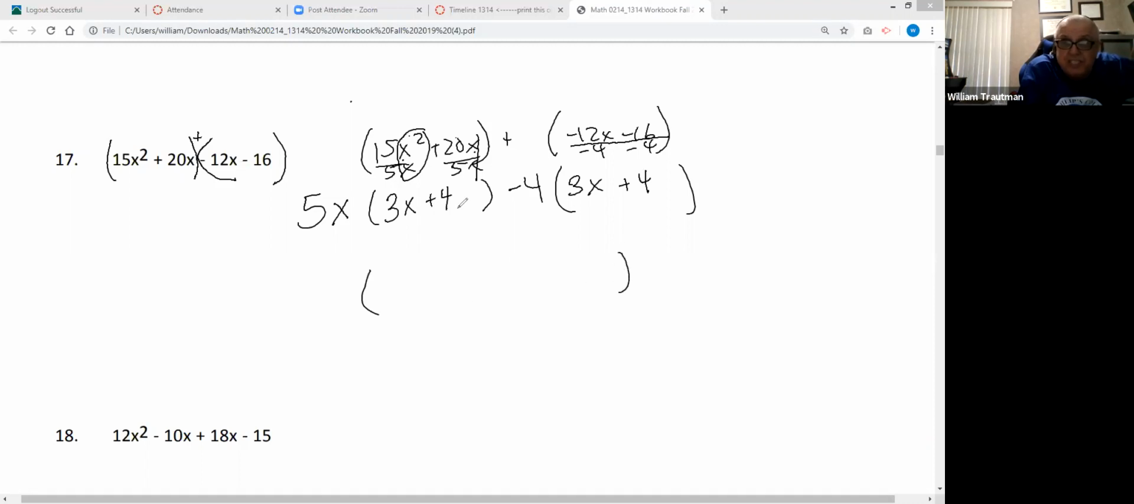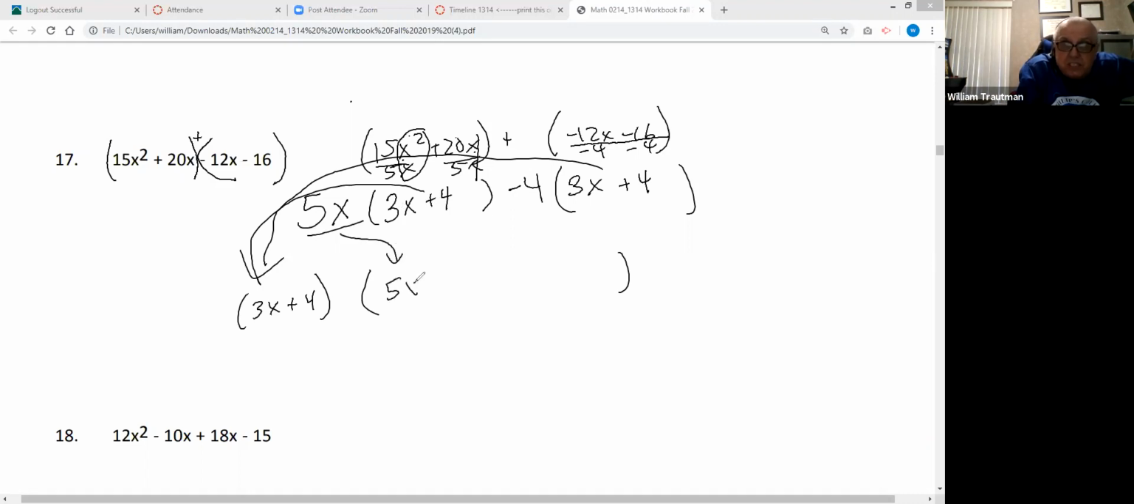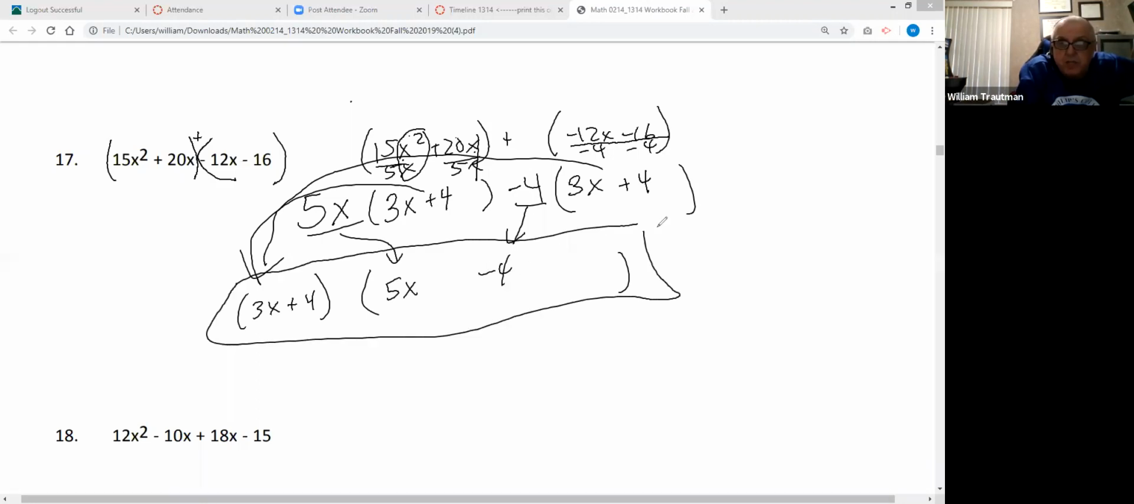Here's the parentheses that I'm going to create, but we're going to factor out this 3x plus 4 out of it. When I take that out, I'm left with 5x and a minus 4. There's my answer.